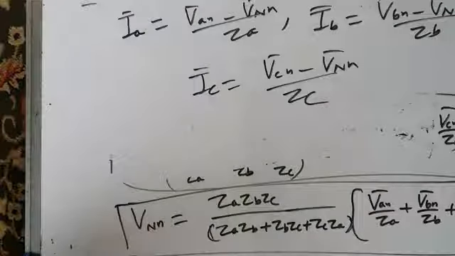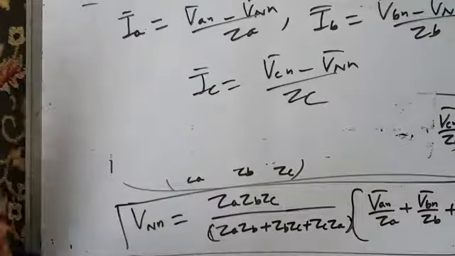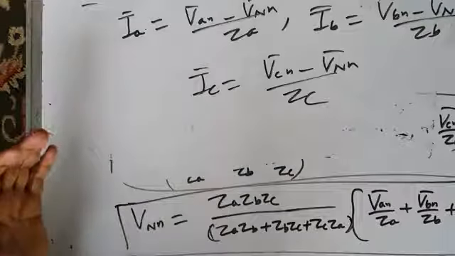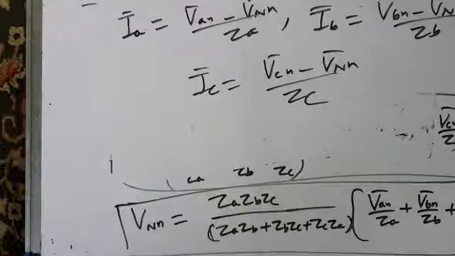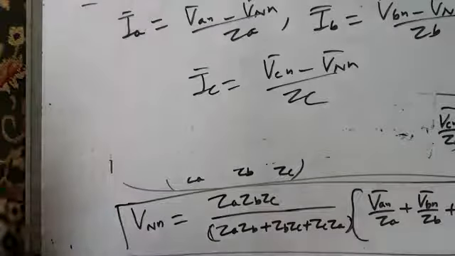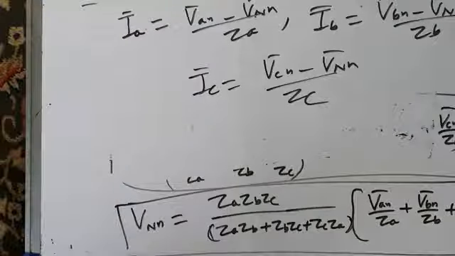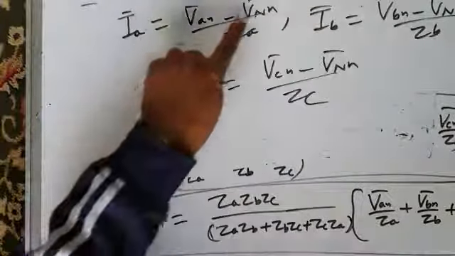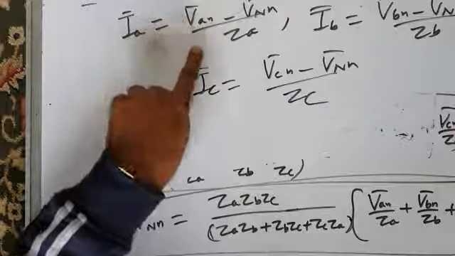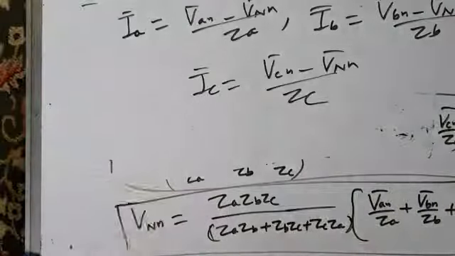So I have given you two methods of finding these line currents. One, if you apply the mesh current analysis and find the line currents IA, IB, IC. I have already given you some equations for that. We have derived those equations using the mesh current analysis. Another way is to find line currents IA, IB, and IC in terms of neutral to neutral voltage and source voltages like this. And neutral to neutral voltage can be found from this equation.